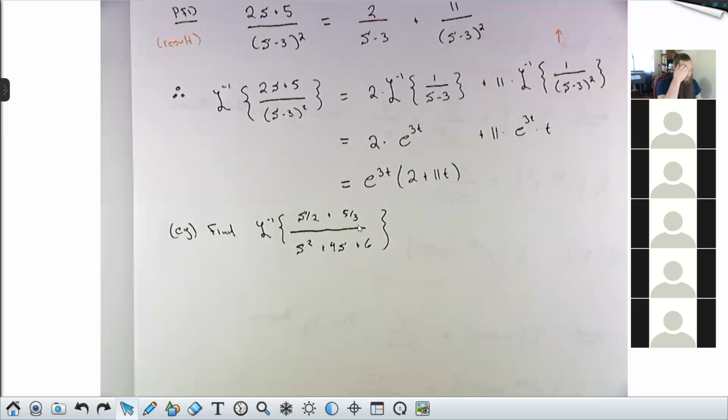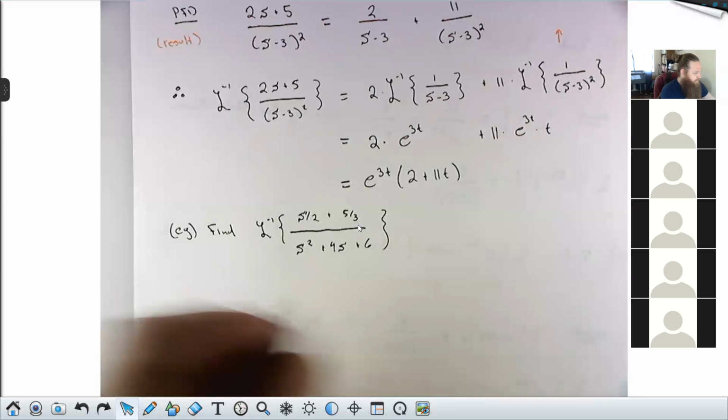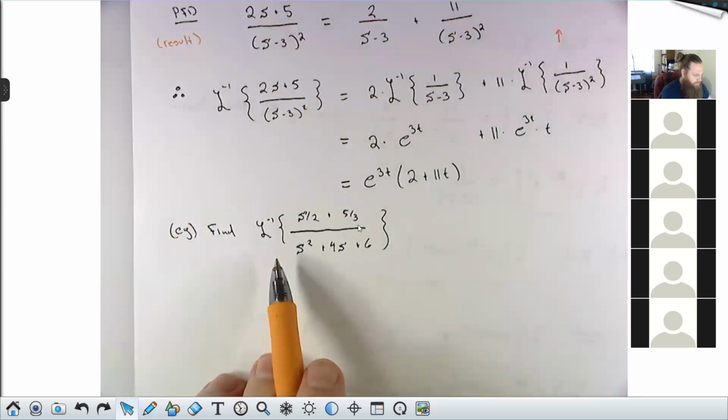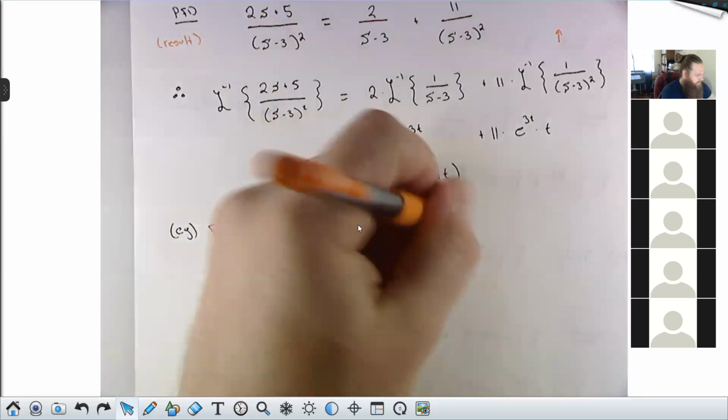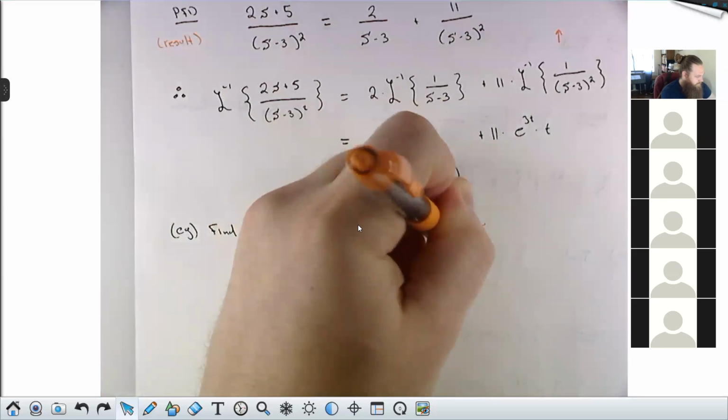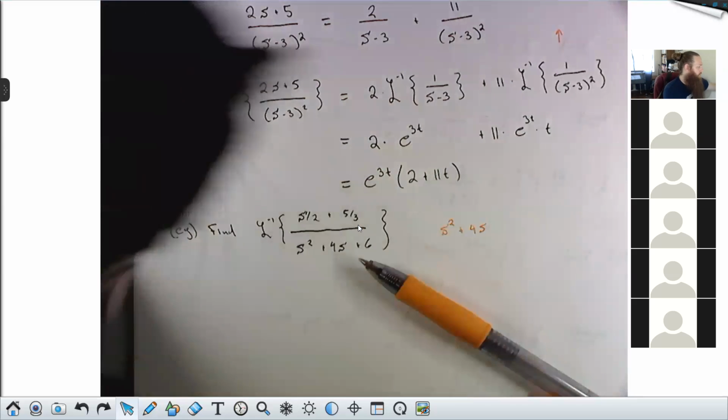The bottom here doesn't factor nicely. S squared plus 4s... No.